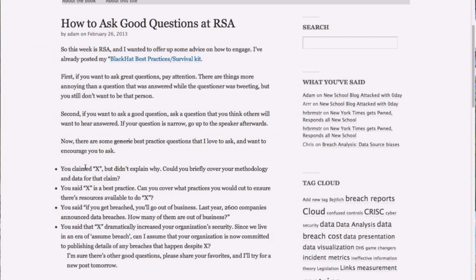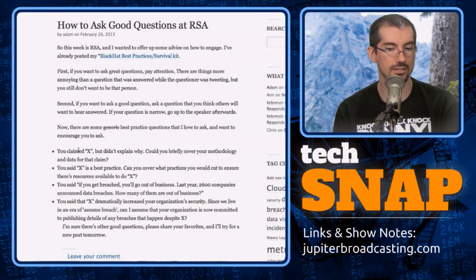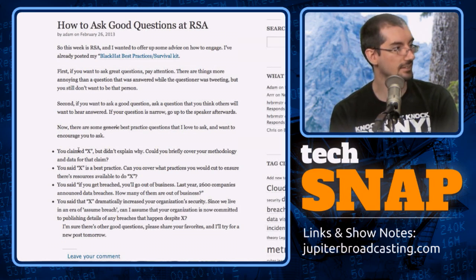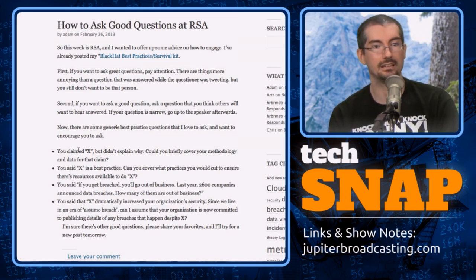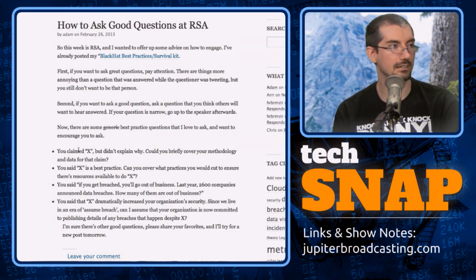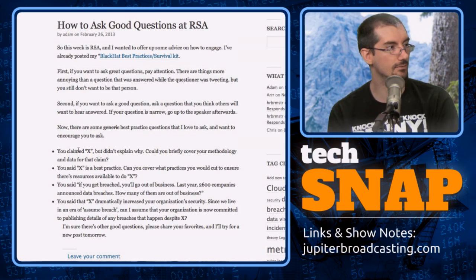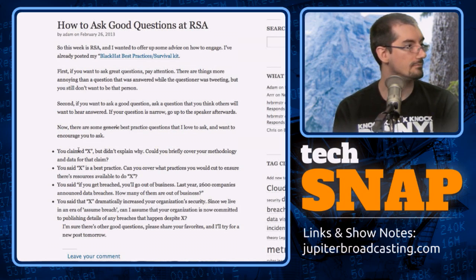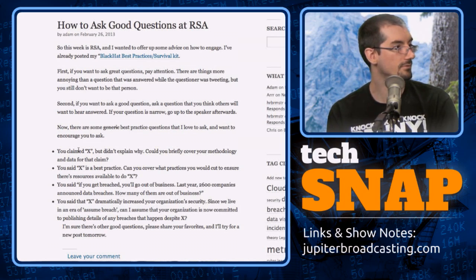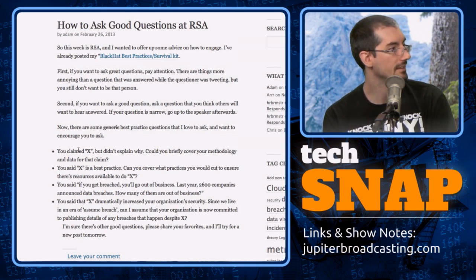Whereas, they only take a couple of questions, so the questions should be ones that are good for everybody. So they suggest a couple things, like if the speaker made a claim that something happened because of something, ask: You claimed X, but didn't explain why. Could you briefly cover your methodology and data for that claim? Yeah, or one of the other ones was pretty good too.